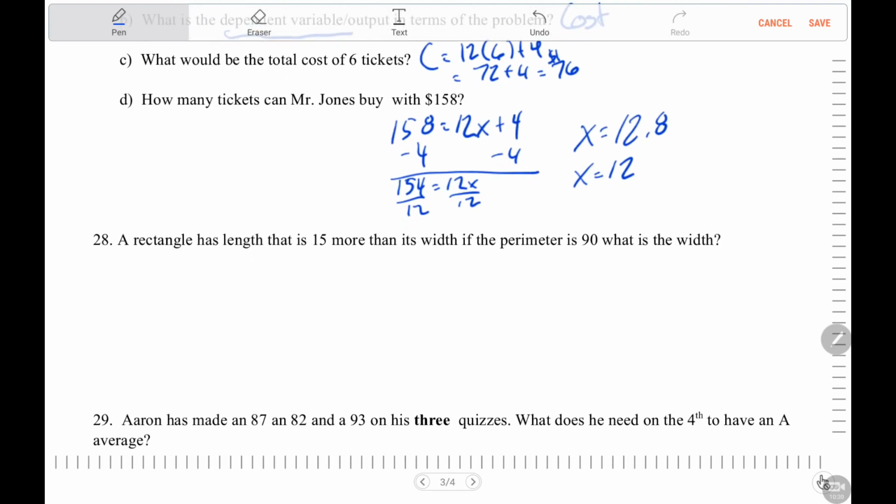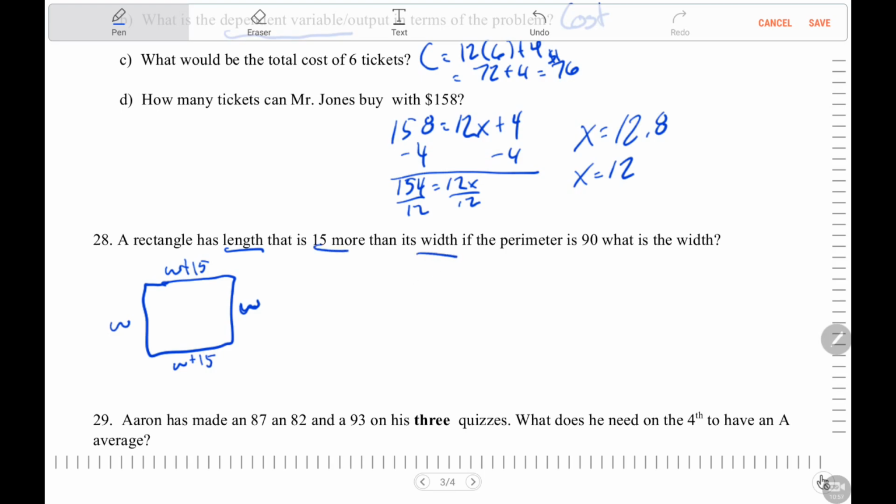So 28. A rectangle has length that is 15 more than its width. Its perimeter is 90. What's the width? So a lot of people have some issues with this. So draw a rectangle. It has a length that is 15 more than the width. So if I had the width, I'd have to add 15 to it to get the length. That's the hardest part for people to see.